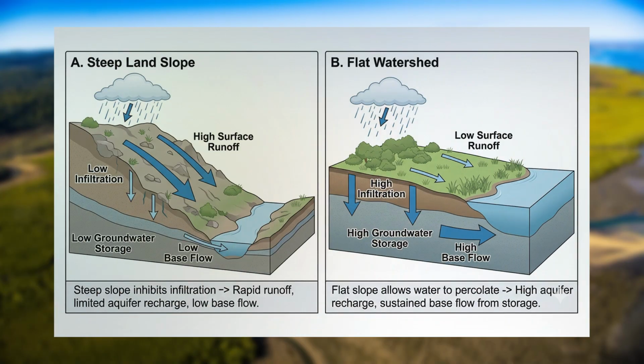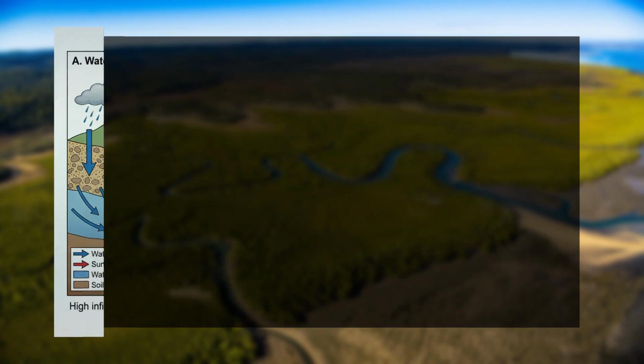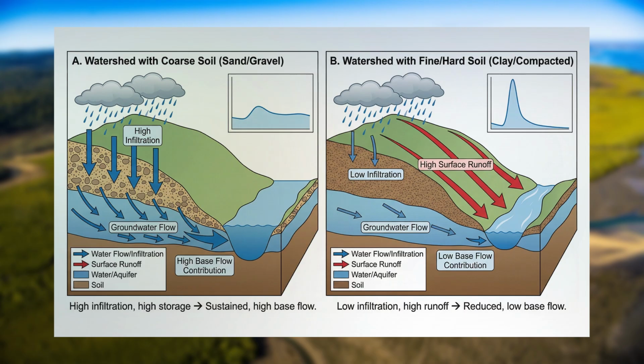Physiographic characteristics of a watershed also impact the base flow. Steep land slope inhibits infiltration and groundwater storage and thus less base flow. In comparison, the flatter watersheds allow percolation that releases later as base flow. In addition, watersheds with coarse soils have high infiltration rates and high base flow. In comparison, the fine soils, clays or hard soils reduce base flow contribution to the rivers.